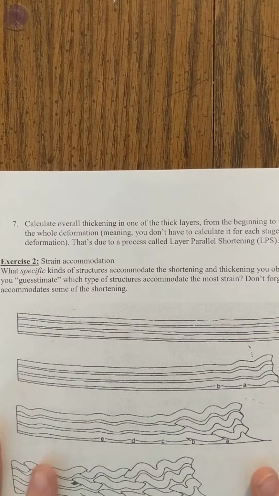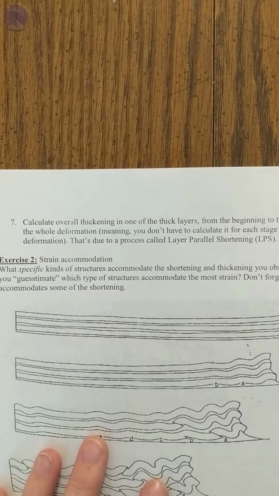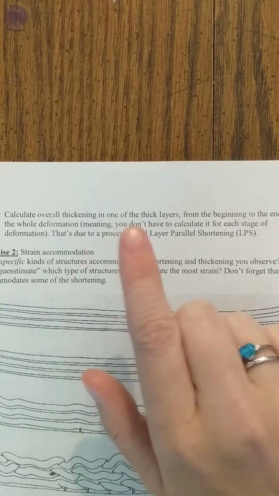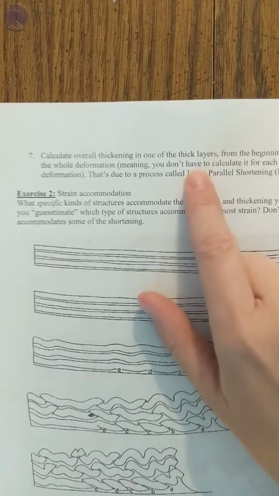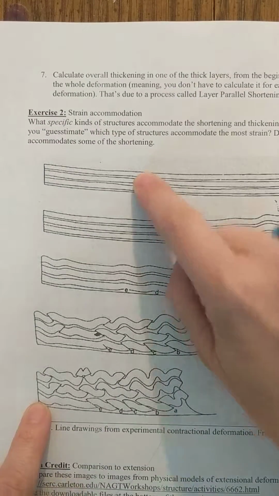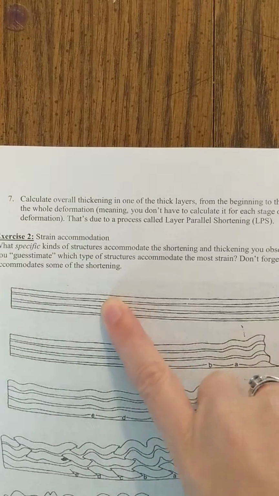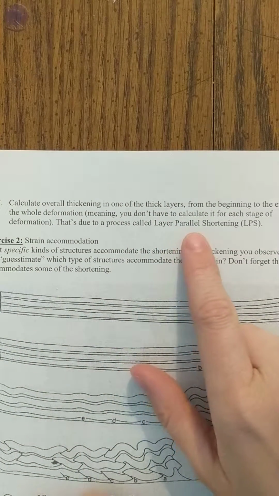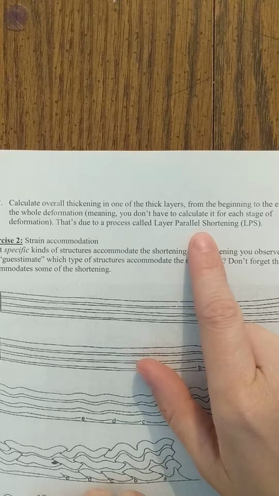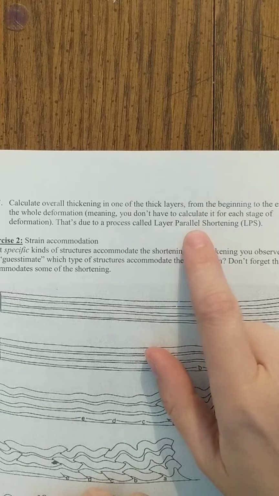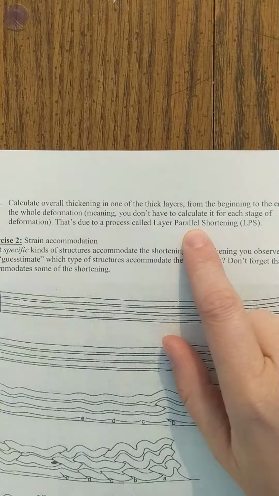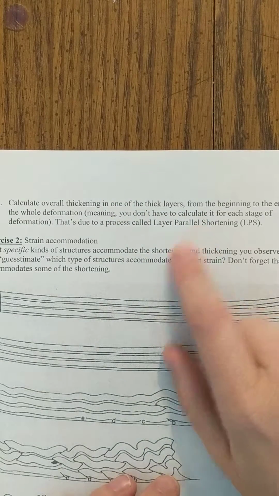And question 7, we want to calculate the overall thickening in one of the thick layers from the beginning to the end of the whole deformation. So you don't have to calculate for each stage, you just calculate it from one to the last. So these two. And that's due to a process called layer parallel shortening. I will talk about this on our field trip. So it's important that you at least do this process so that when I talk about layer parallel shortening, you can understand what I'm saying.